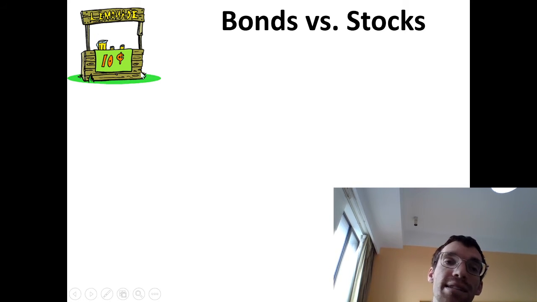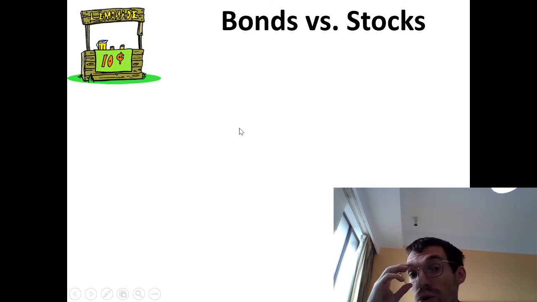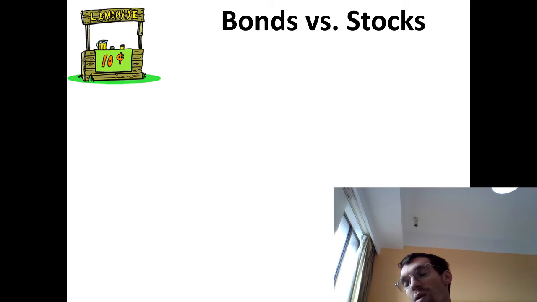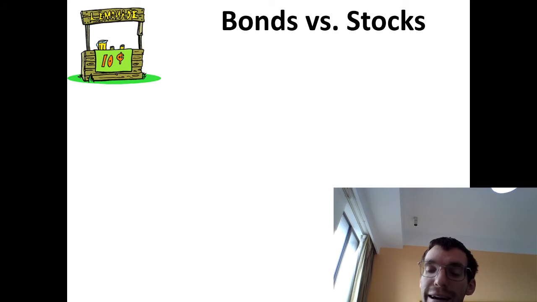Let's say we have a lemonade stand. We have a kid who wants to sell some lemonade, but he doesn't have the money to pay for his costs for his lemonade, right? So how does he get this money? Because he doesn't have revenue yet. He has two options. He can do equity financing or he can do debt financing.